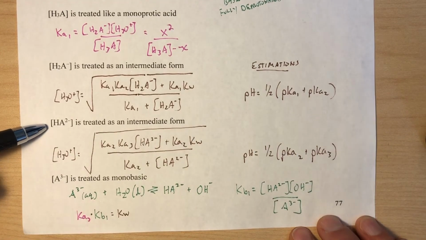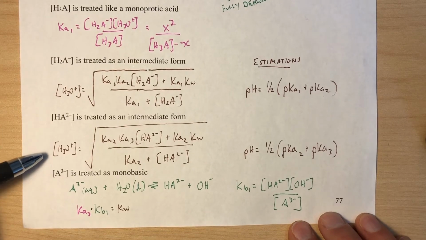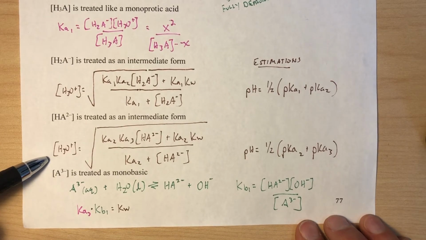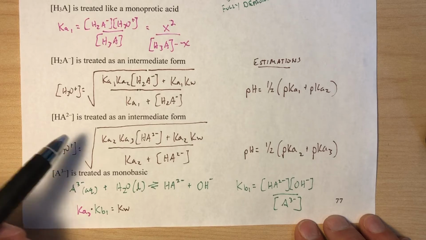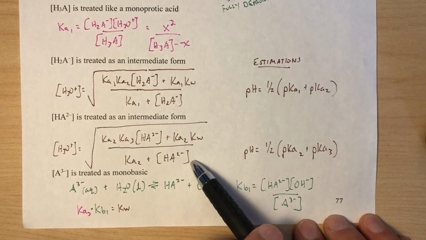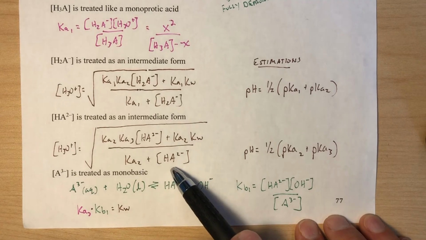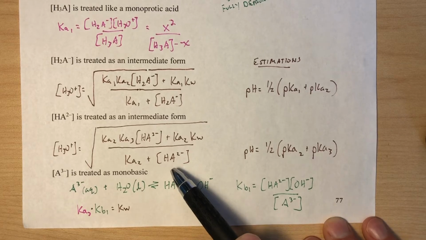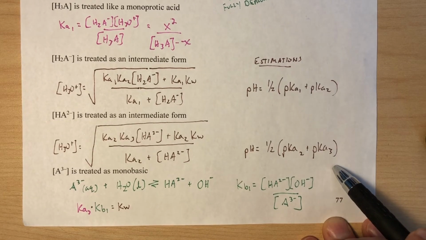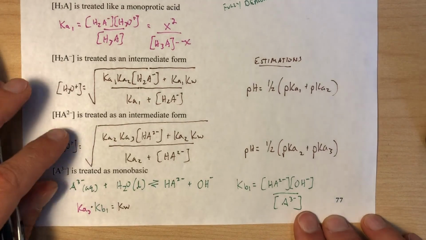HA2- is our second intermediate form. That can be treated using the following equation, where [H3O+] is equal to the square root of Ka2 times Ka3 times [HA2-] plus Ka2 times Kw, divided by Ka2 plus [HA2-]. The pH can be estimated at this point using 1/2 times (pKa2 plus pKa3).